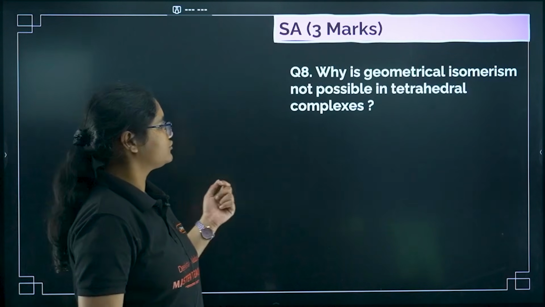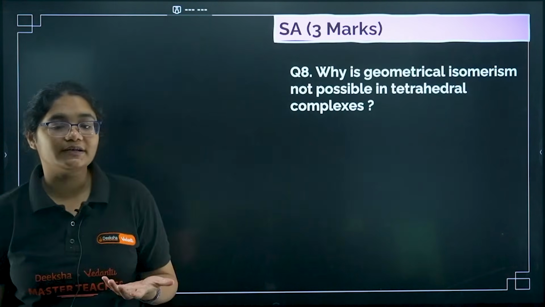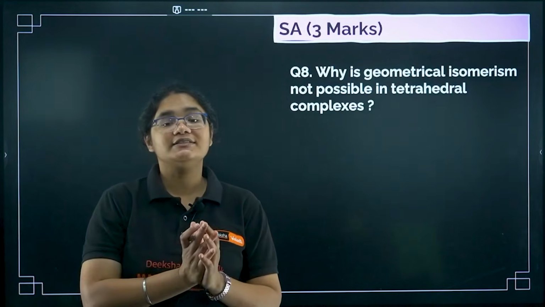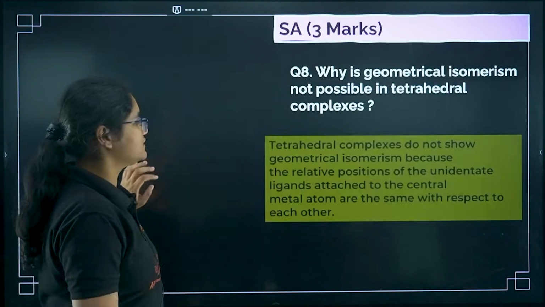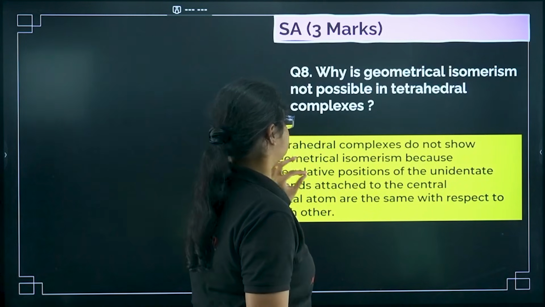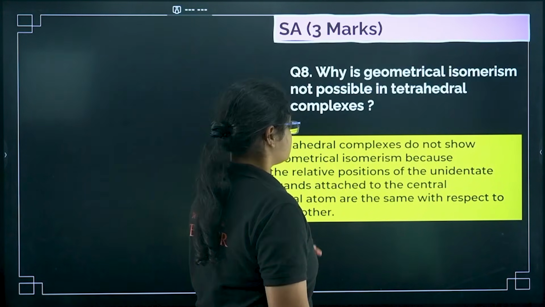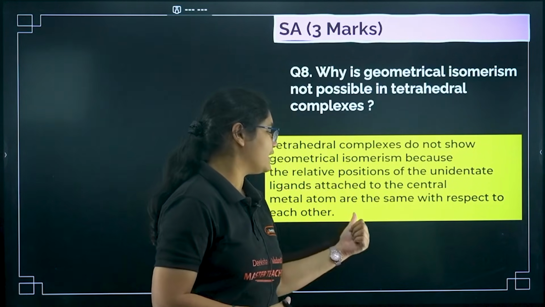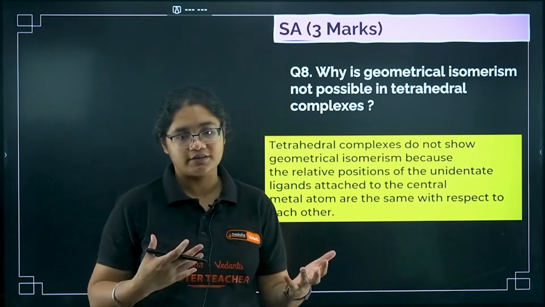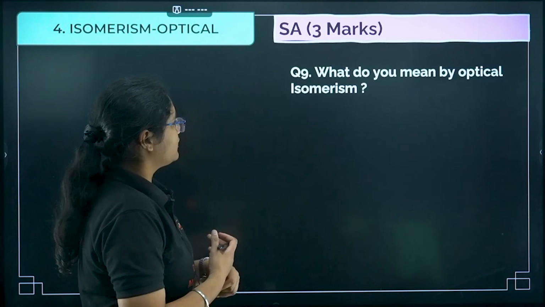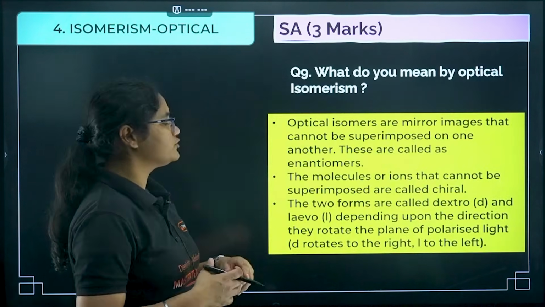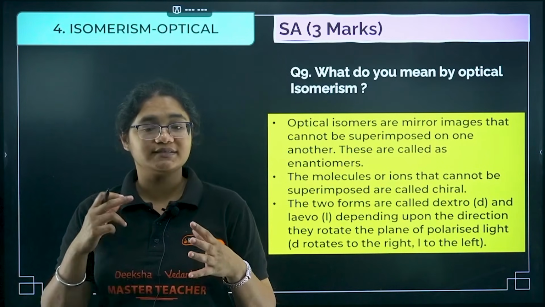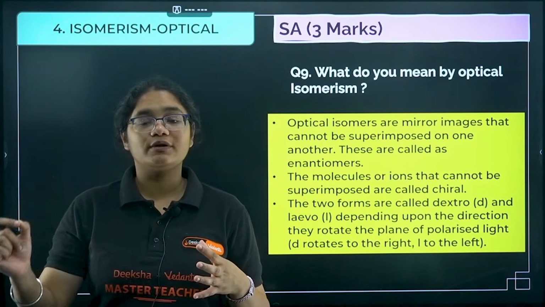Next question is, why is geometrical isomerism not possible in tetrahedral complexes? We know that in tetrahedral all the bonds are equal, right? So there is no difference in that. Tetrahedral complexes do not show geometrical isomerism because the relative positions of the ligands attached to the central atom are the same with respect to each other. Clear? Next is, what do you mean by optical isomerism? Optical isomerism is a phenomenon where a compound is able to rotate the plane polarized light.